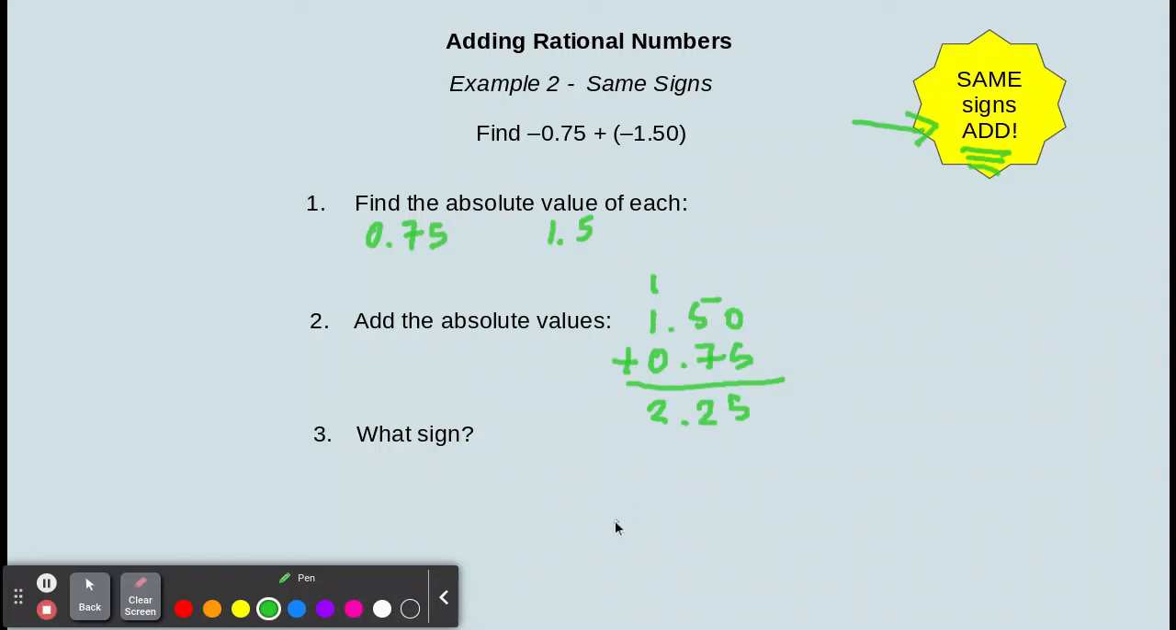But what sign do we use? We use the sign that is common to both of them, which is a negative sign. So our answer is negative 2.25. In other words, we're adding 0.75 bad guys to 1.5 bad guys, so our answer has to still be bad guys.